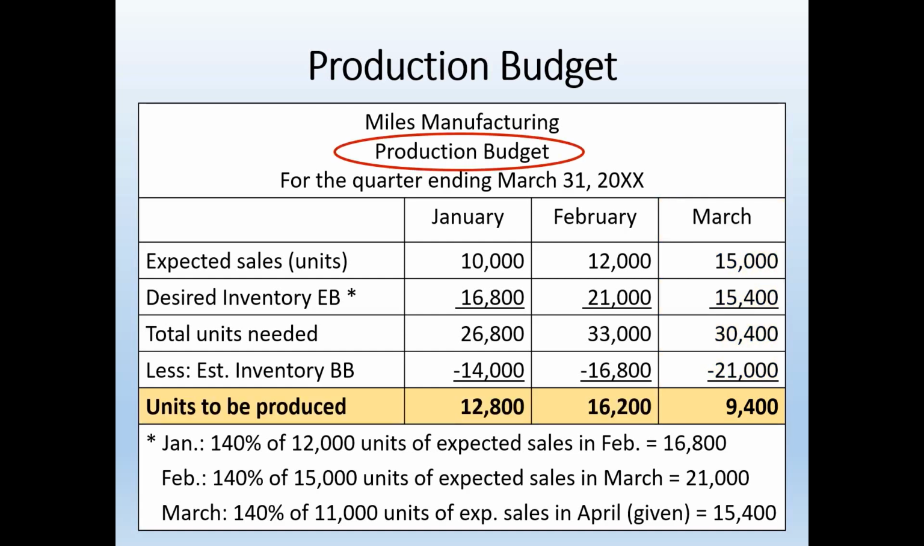Based on this information, we've figured out how many units the firm has to produce in each month of the first quarter of next year. Note that if this firm used just-in-time inventory, then none of this would be necessary. In a just-in-time firm, the production plan would be for the firm to make as many units as it expects to sell.